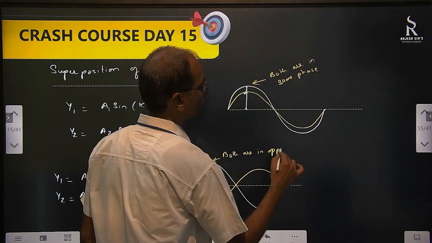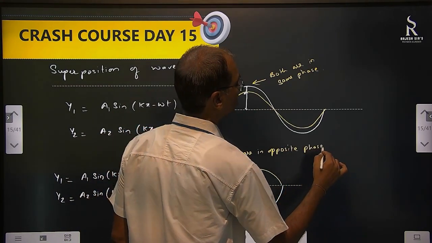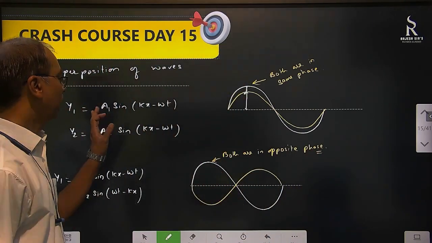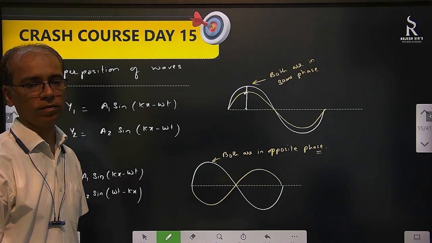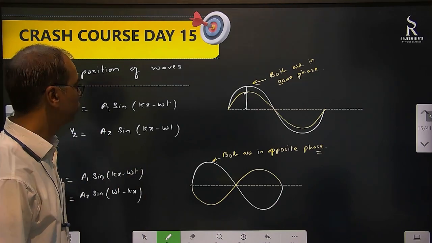So the question is how to find superposition. In superposition, two things are there which we normally find: what is the amplitude of the resultant wave and what is the phase of the resultant wave? These are the two things which are asked from us, and we find them also. So how to find that?